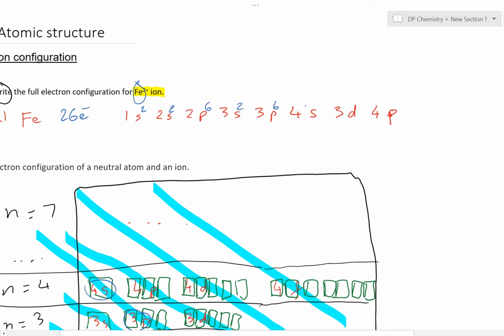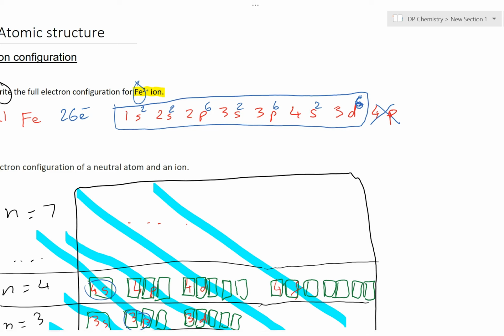We have 8 more electrons, so we can have 2 in the 4s, and 8 minus 2, so there are 6 electrons left. So we would say 6 electrons in this 3d orbital. And there are no more electrons, so we can ignore the rest. So this would be the normal configuration for a neutral Fe atom.